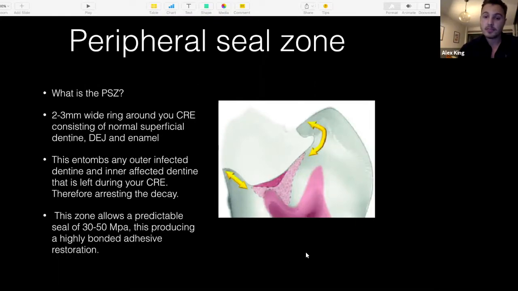And that's fine. As long as you have this band round, it entombs whatever you left, and therefore it arrests that decay. And having this band of dentine, enamel, and DEJ allows a predictable bond strength in this area of 30 to 50 megapascals. So you've sealed it in, you've got a highly predictable restoration, and you've avoided any caries pulp exposure.